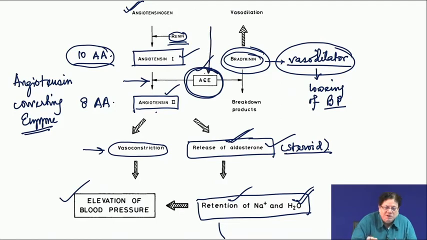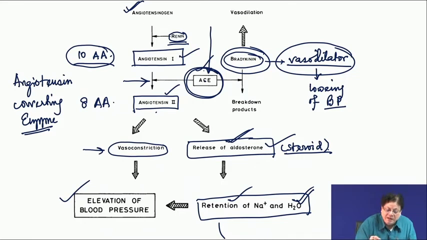I can use an inhibitor of angiotensin converting enzyme, because if I inhibit angiotensin converting enzyme, that inhibits the production of angiotensin 2, and it inhibits the breakdown of bradykinin. If angiotensin 2 is not produced, vasoconstriction will be less, and the release of aldosterone will be less, and less aldosterone means less retention of sodium and water. Okay.